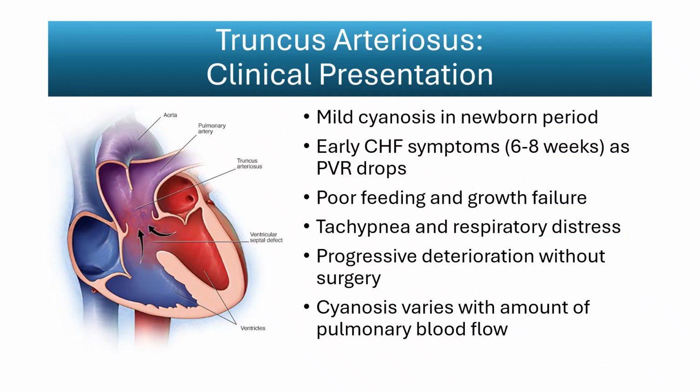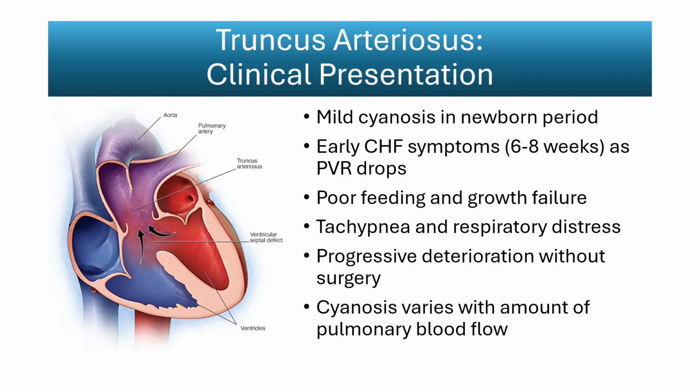Newborns with Truncus Arteriosus often have only mild cyanosis at birth because pulmonary vascular resistance is still high and limits shunting into the lungs. As resistance falls over the first 6 to 8 weeks, pulmonary blood flow rises sharply, leading to signs of congestive heart failure. Tachypnea, poor feeding, and growth failure develop as the infant's metabolic demands outpace effective oxygen delivery. Respiratory distress progresses as pulmonary overcirculation worsens, and without surgical repair, clinical status deteriorates rapidly.